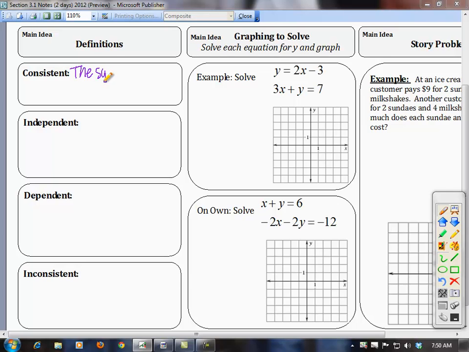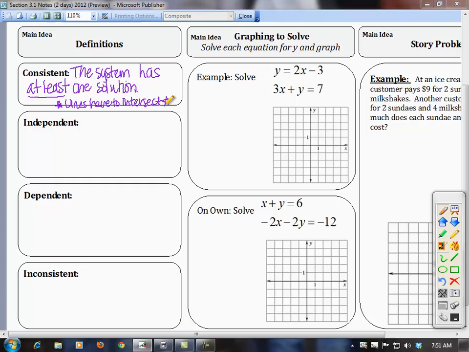It's the system that has at least one solution. Okay, so basically what it means is that the lines intersect at least once. So at this point in time, if you want to put a little note, basically the lines have to intersect. If the lines intersect, then we consider the system to be called consistent.